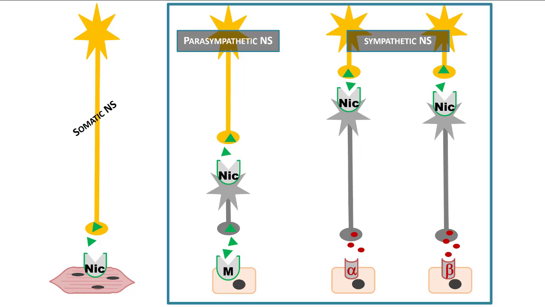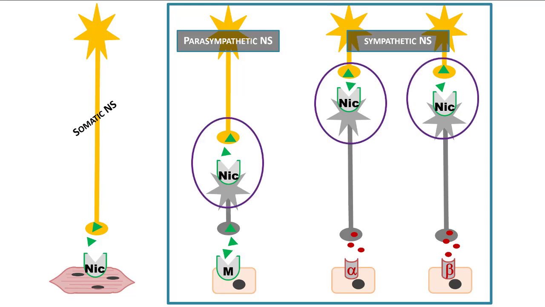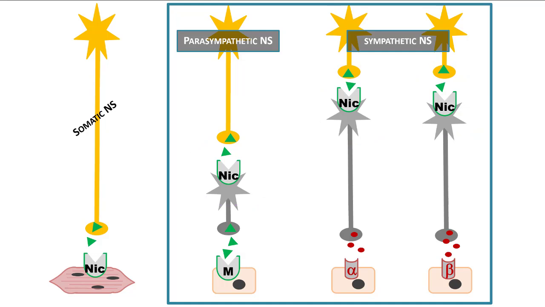For the two-step pathway of the autonomic nervous system, we can see that the preganglionic neuron coming off the brainstem or spinal cord releases acetylcholine in green triangles onto a nicotinic receptor. This is the same whether it's parasympathetic or sympathetic. That first yellow neuron will always release acetylcholine and it will always bind to a nicotinic receptor.